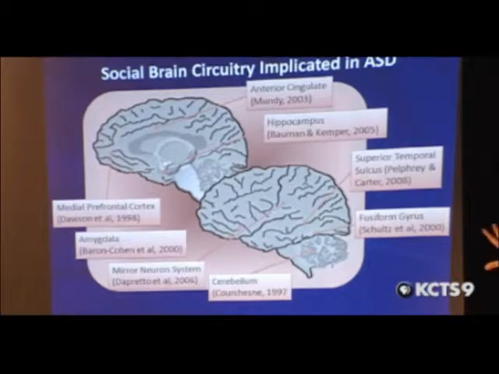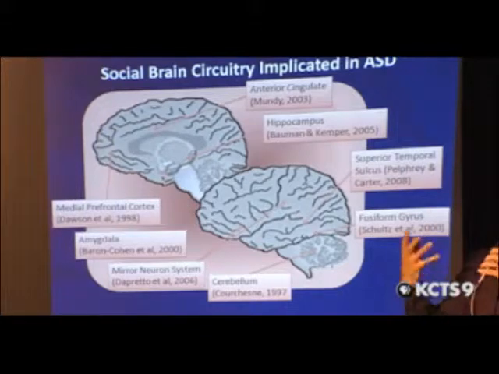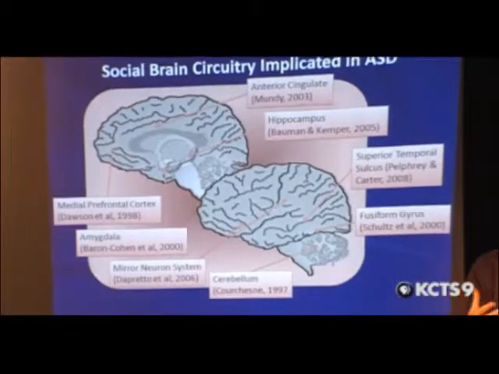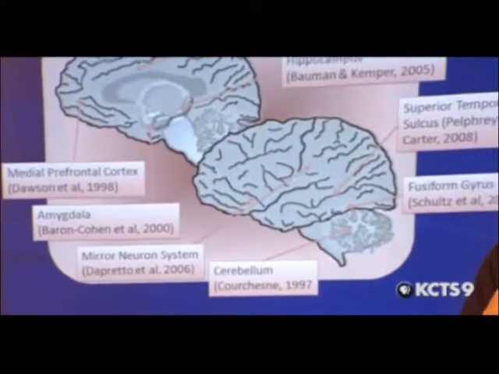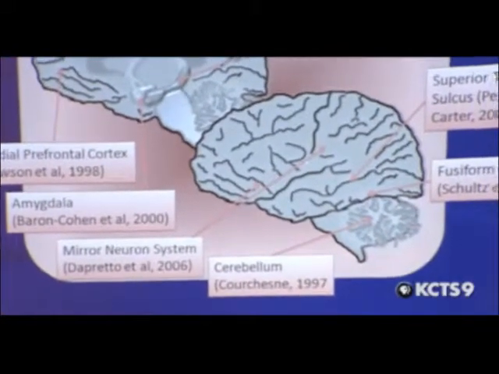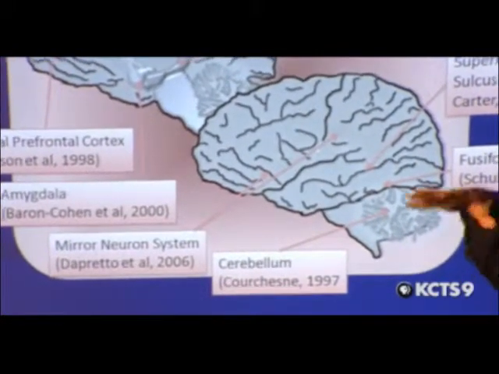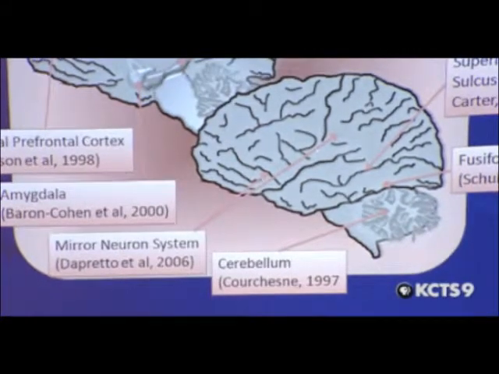We'll just say all these different parts of the brain that I'm highlighting here, most of our understanding of the social brain really comes out of the work that we're doing in autism. Which is sort of interesting to me as a researcher: by studying autism, it helps us understand all of development, which I think is pretty exciting.